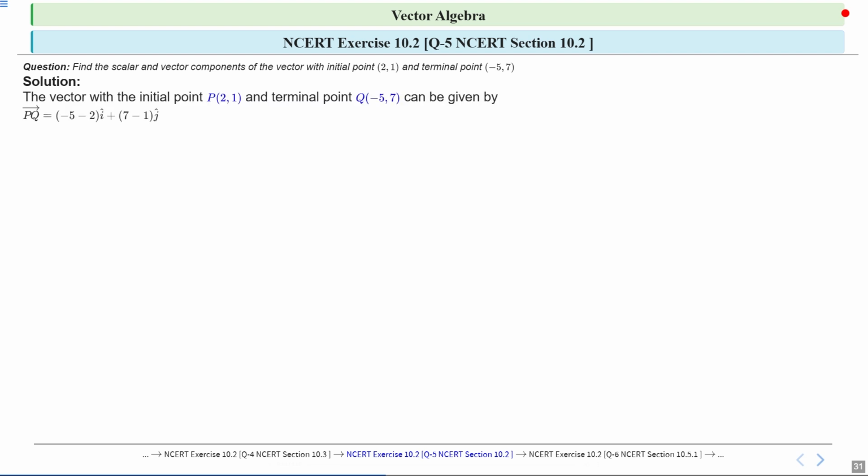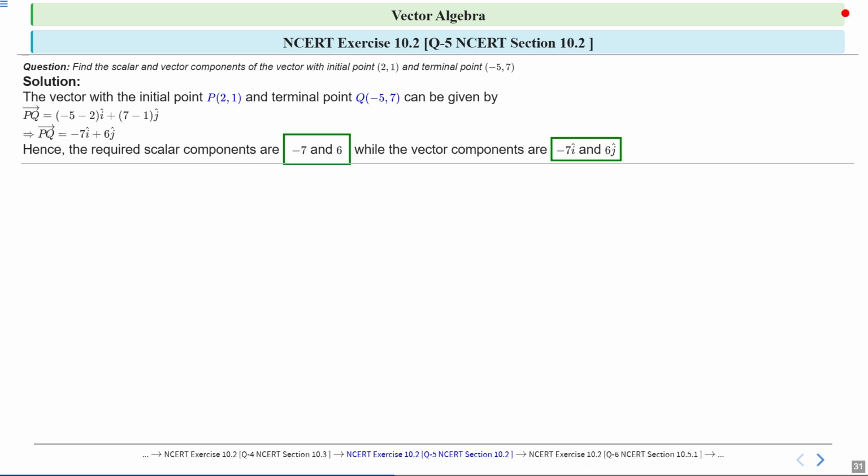Now the vector with initial point P (2, 1) and the terminal point Q (-5, 7) can be given by PQ vector is equal to (-5 - 2) i cap plus (7 - 1) j cap. So PQ vector will be equal to -7 i cap plus 6 j cap. Hence the required scalar components are -7 and 6, while the vector components are -7 i cap and 6 j cap.